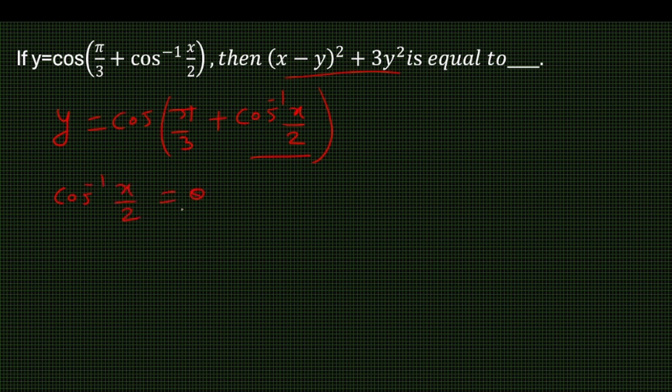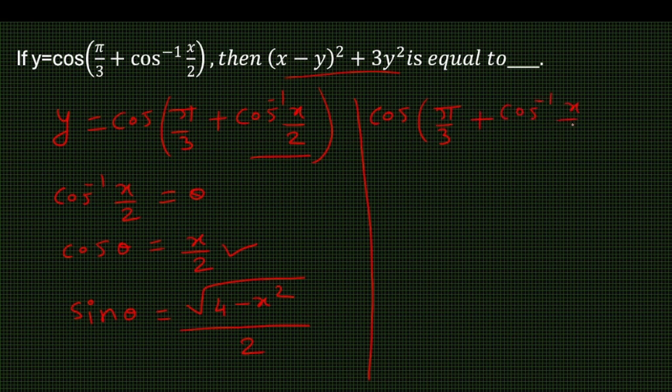equals to theta, so that we can write cos theta is equals to x/2. Now from right angle triangle we can find value for sin theta, and which will be equals to under root 4 minus x square by 2. Now take this cos theta, cos, and in bracket this is expression, so cos of pi by 3 plus cos inverse x/2 is equals to y.